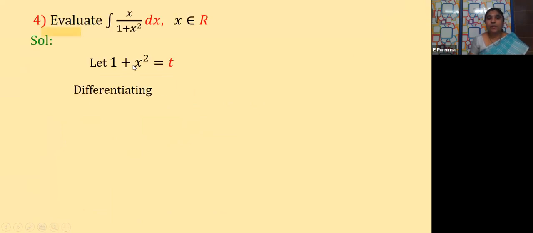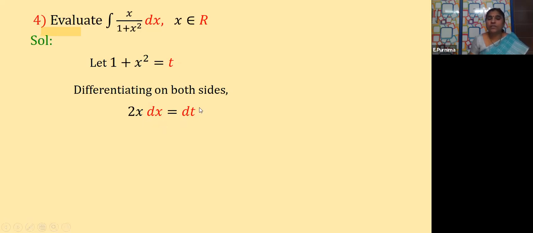So, let 1 plus x square is equal to t. So this has to be differentiated. Differentiating on both sides. Whatever you do, children, you should do it on both sides. When you are differentiating this function, what do we get? You know the differentiation, no? Derivative of the constant 1 is what? 0. And what is the derivative of x square? 2x. So 2x dx is equal to dt. Clear?